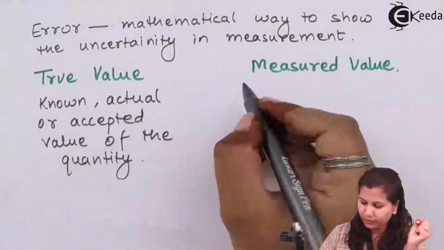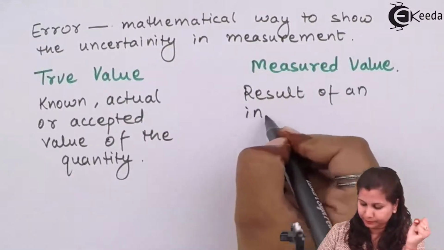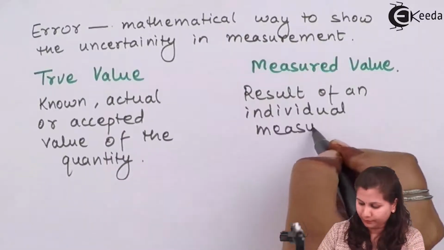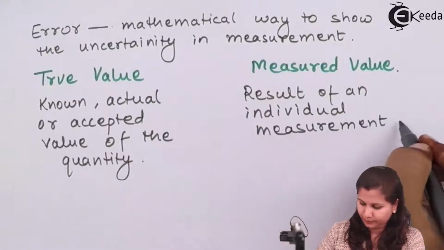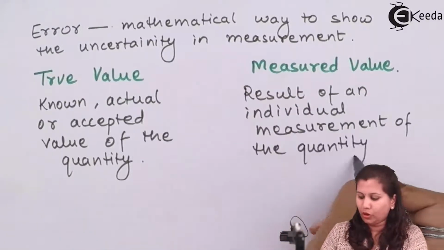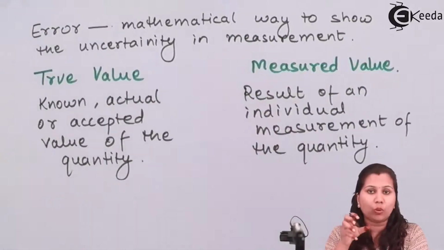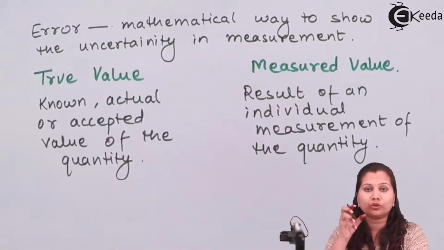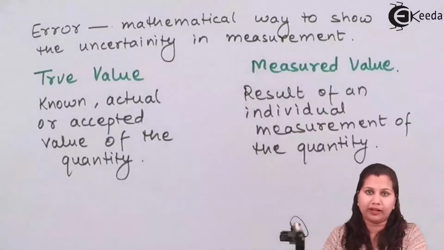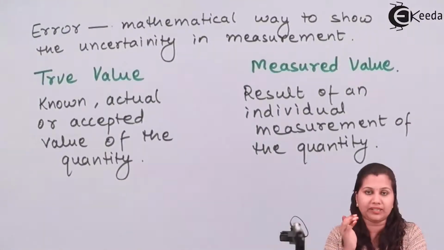Whereas the measured value is the result of an individual measurement of the quantity. It means that when the individual is measuring that quantity with the help of a measuring instrument, the result or the reading of that measuring instrument is called the measured value. So here I have told that the error is the difference between the two readings which we are getting.